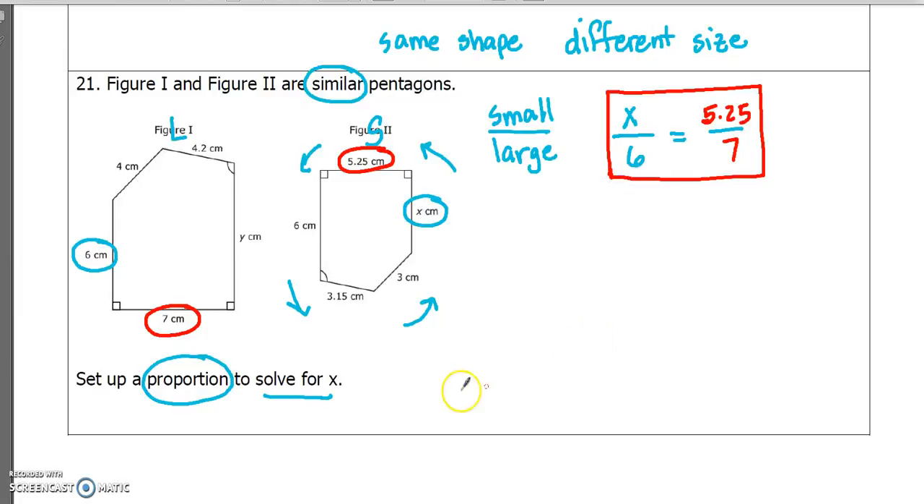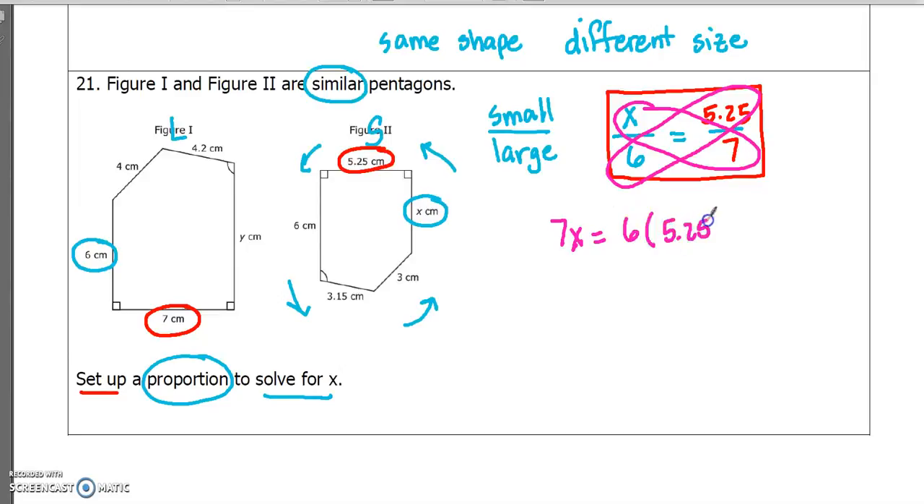There are several that you can do, but it didn't say to solve for x, it just said to set up a proportion. But let me take a moment and solve, because we have a few minutes on this particular video. If I were to take this and do my cross multiplying, I'm going to have 7 times x equals 6 times 5.25.